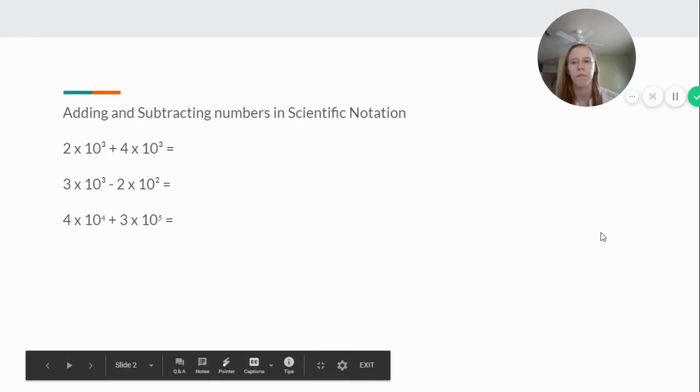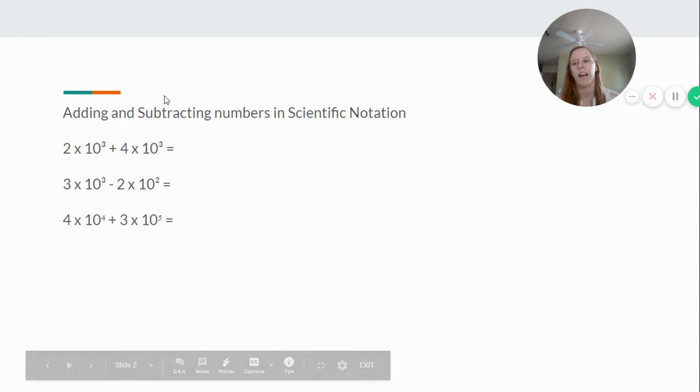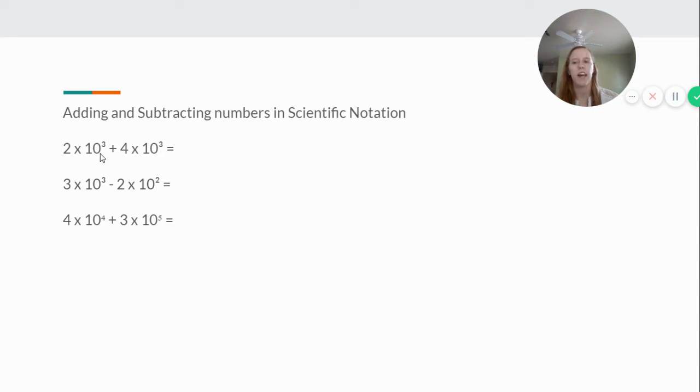So first, we have just a review of adding and subtracting. When adding, usually you're going to have numbers that have the same superscripts, so the same exponent. Sometimes you might not. But what you're going to do is take 2 plus 4 is 6, and then you keep the same power of 10.